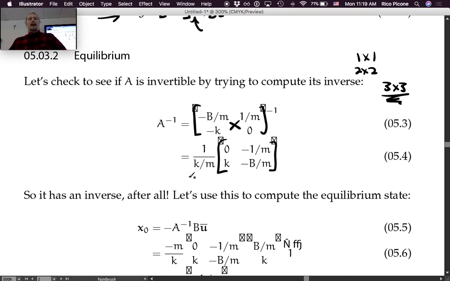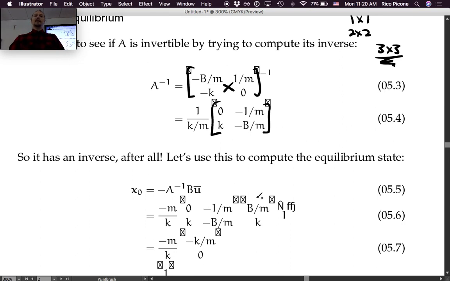Actually, something bad could happen. If k was equal to 0, something bad would happen. And so we fortunately know k, and it's not equal to 0. So we're good. Awesome. So it has an inverse after all.